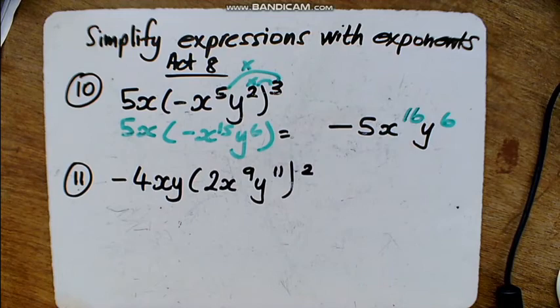A negative times a positive is a negative. But we can't start there. We need to do the power first because brackets come first. So this power has to be multiplied. And don't forget the 2.